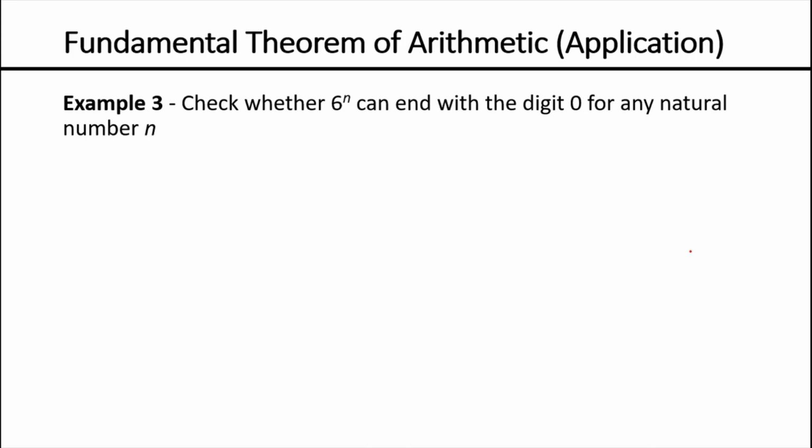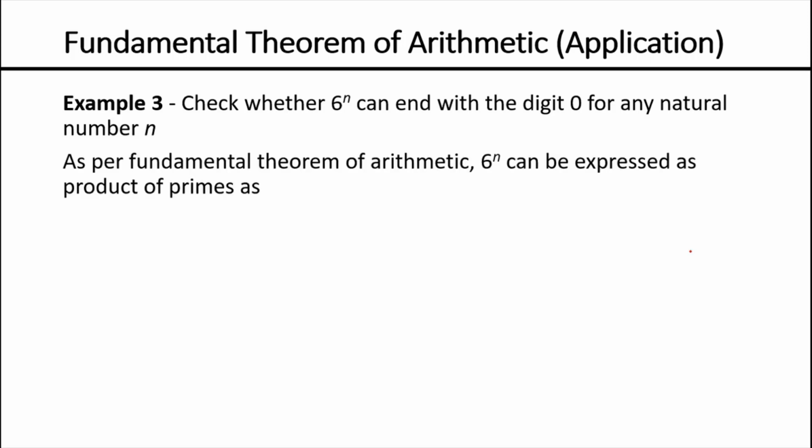Now that you have understood the fundamental theorem of arithmetic, let us take a look at some of its applications. We'll take some examples. This example says: check whether 6 to the power n can end with the digit 0 for any natural number n. As per the fundamental theorem of arithmetic, 6 to the power n can be expressed as a product of its primes. That is, 6 can be written as 2 into 3, and 6 to the power n can be expressed as 2 multiplied by 3 to the power n.